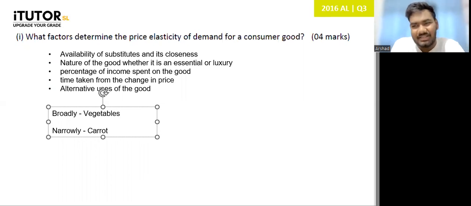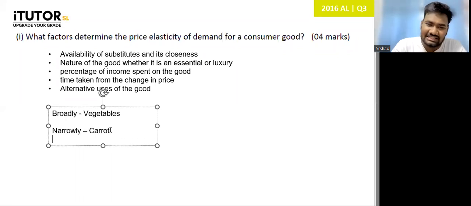How do you think this connects with elasticity, guys? Just think, if the price of carrot increases, what do you think will happen to QD? What do you think people would do? Let's say carrot prices go up. People would soon switch to another vegetable, right? They would maybe buy cabbage or something. So when the good is narrowly defined, elastic or inelastic? Something like carrot. Then the demand is elastic, right?